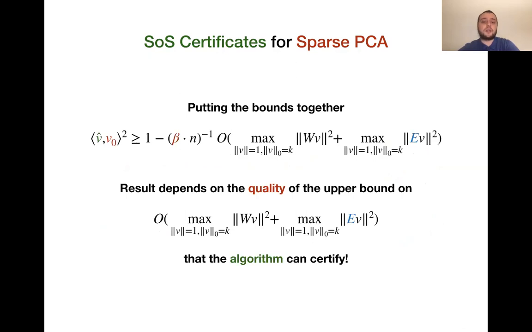As a conclusion, we see that the result depends on the upper bound that the algorithm can certify. What does it mean? It means that if we get a bound on any pseudo-distribution of degree t that satisfies the system of polynomial constraints, then we get this upper bound, which is called the certified upper bound that sum of squares of degree t can certify.